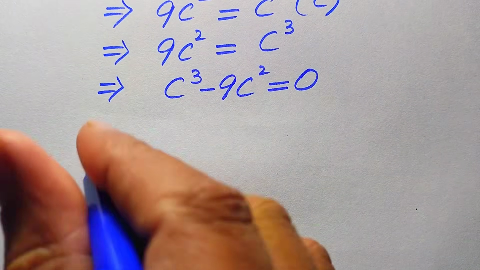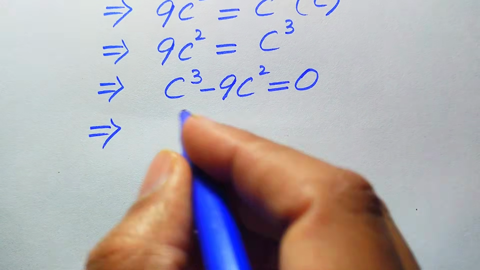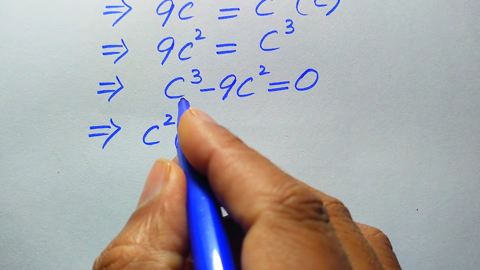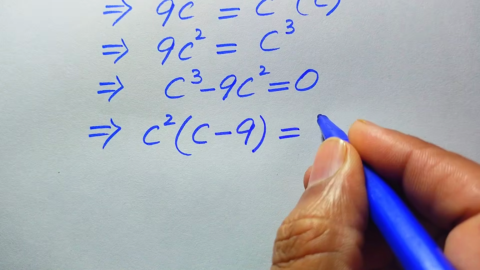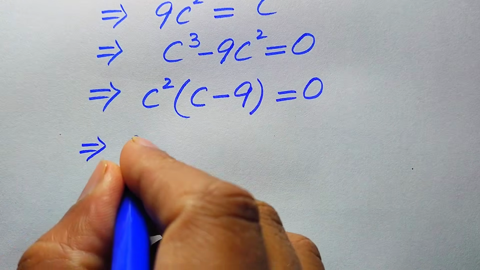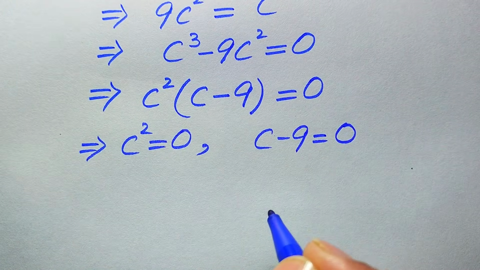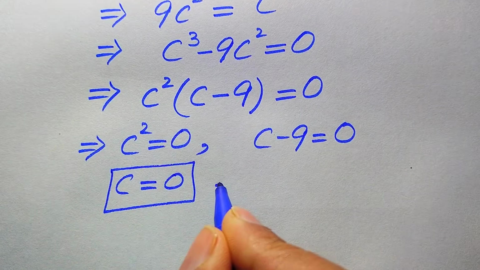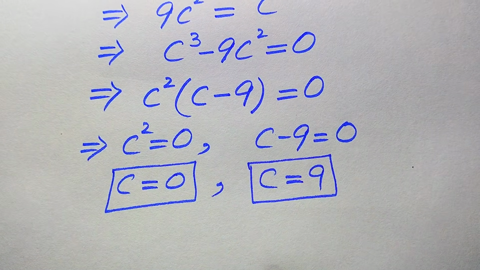In the next step it will be written as c³ minus 9 times c². Here we take common c², and the remaining values are c from the first term, minus 9 from the second, and the whole equation equals 0. Now we divide this equation into two cases. The first case is c² = 0, and the second case is c − 9 = 0. From here we easily get c = 0, which is the first root of the given equation, and c = 9, which is the second root of the given equation.